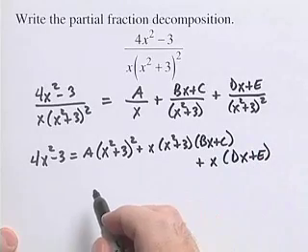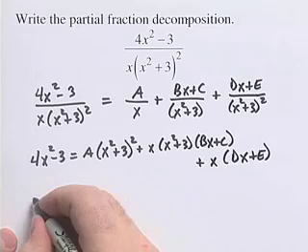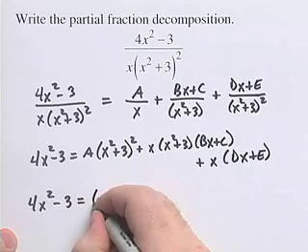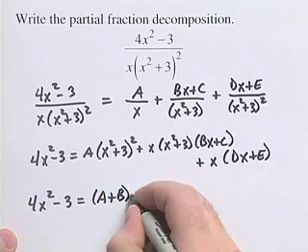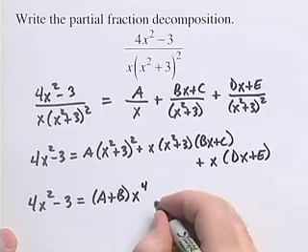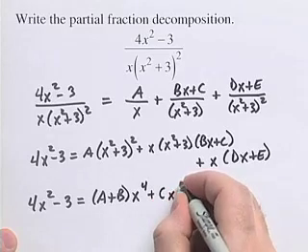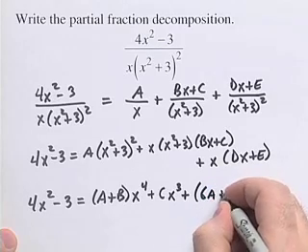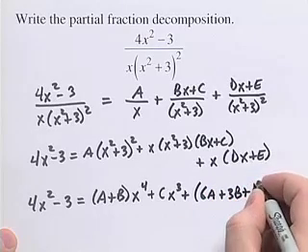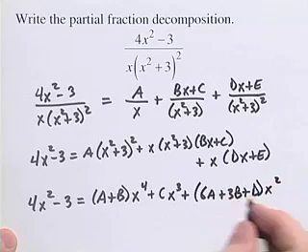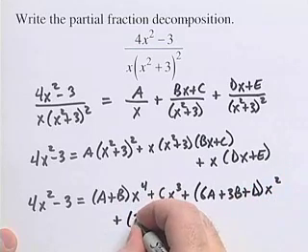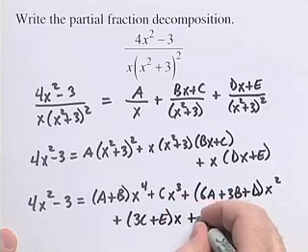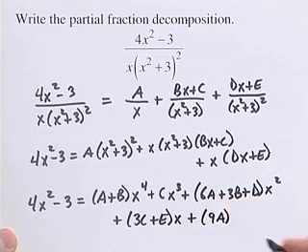Now we need to collect like terms. When we do that, we're going to get an equivalent equation. 4x squared minus 3 is equal to A plus B, is x to the 4th, plus C x cubed plus 6A plus 3B plus D times x squared plus 3C plus E times x and plus 9A, which would be our constant.